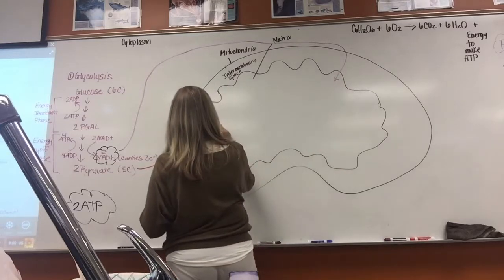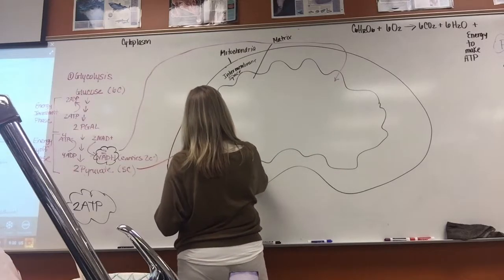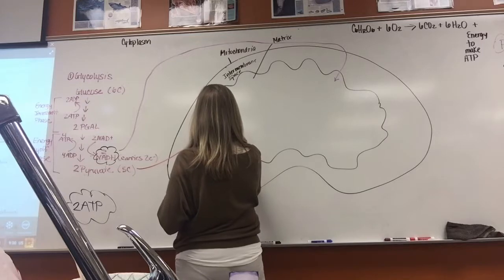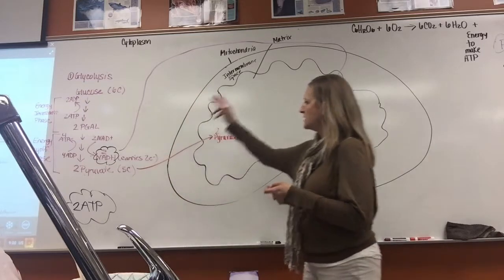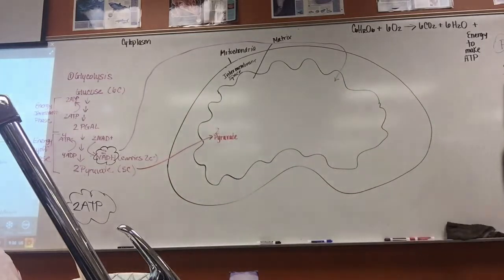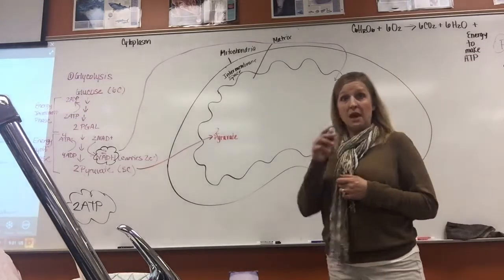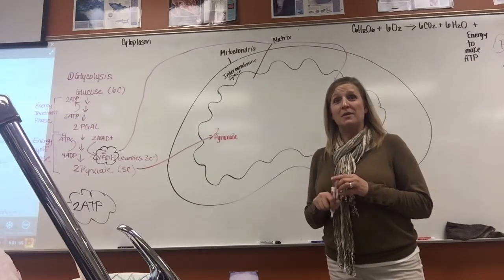So now the two pyruvate that were made in glycolysis are at the beginning of this link reaction. Now, what happens to the pyruvate at the end of the link reaction? What is made? What's the molecule that pyruvate is going to be converted into? Grace? Acetyl-CoA. Yeah, acetyl-CoA.